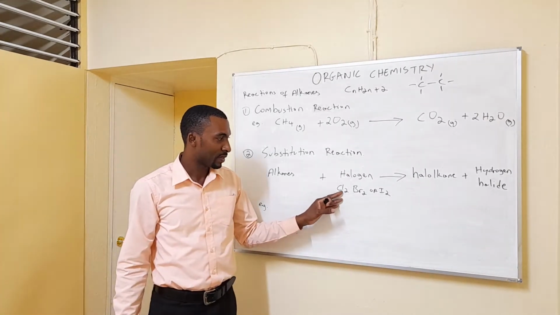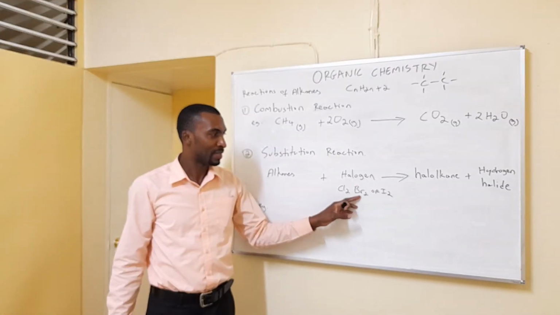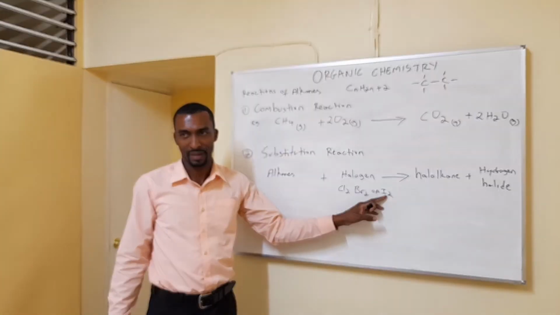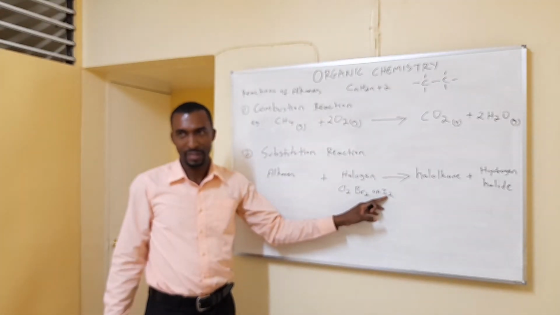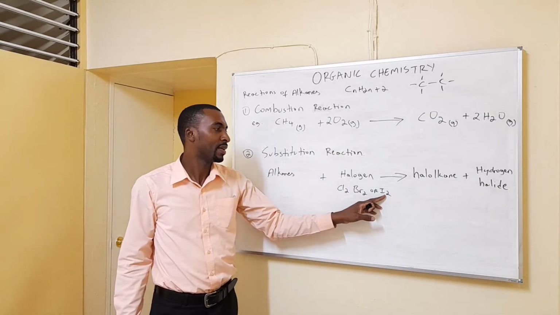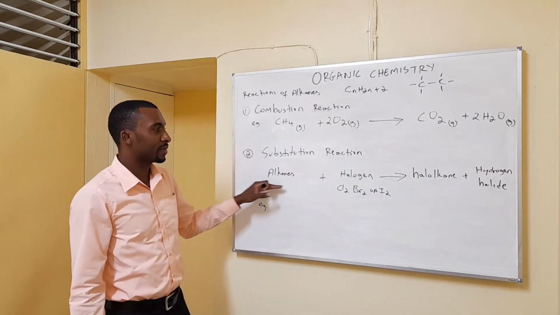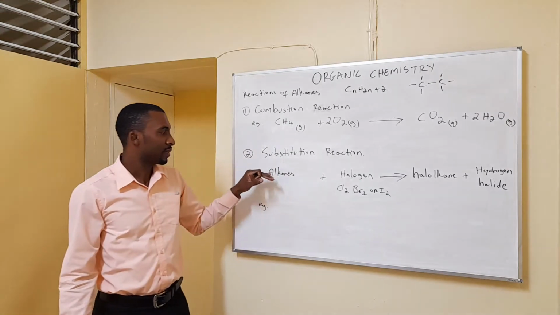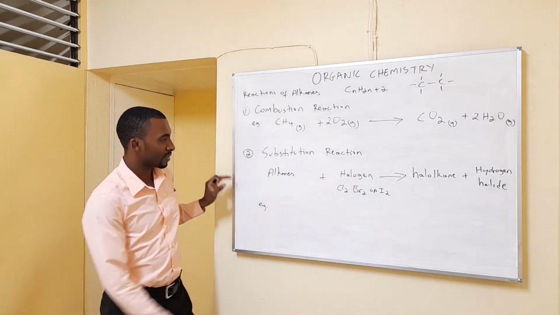Just know that chlorine tends to be yellow, bromine is brown, and iodine is a dark, grayish purple color. So what happens is that whenever we react them, we know that the alkanes are colorless.